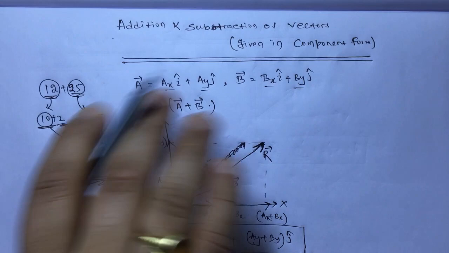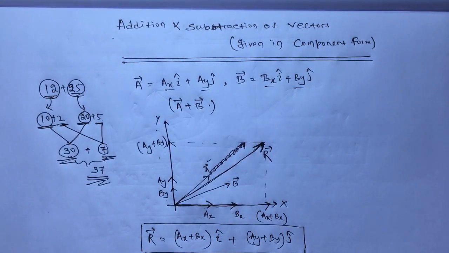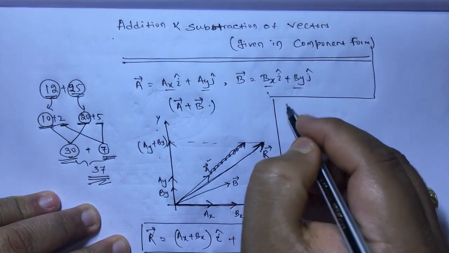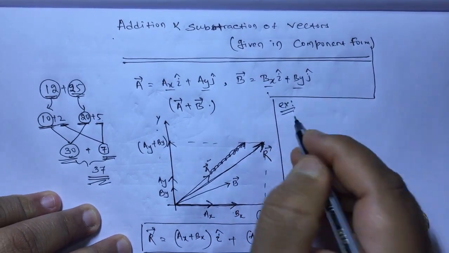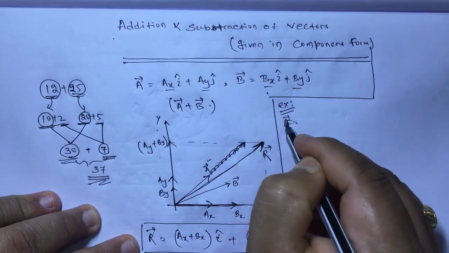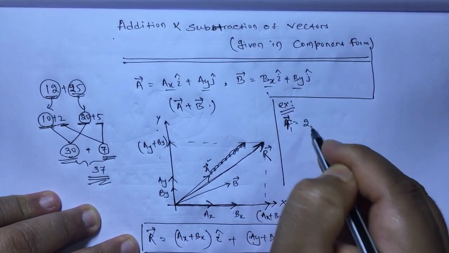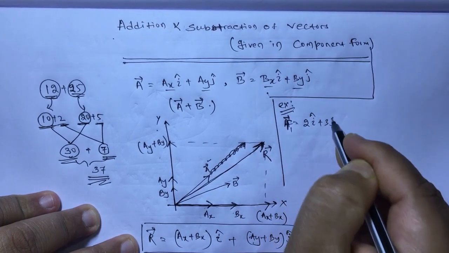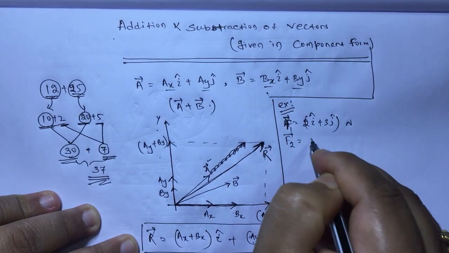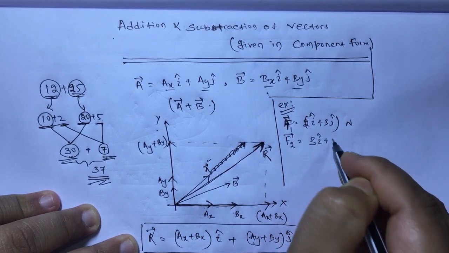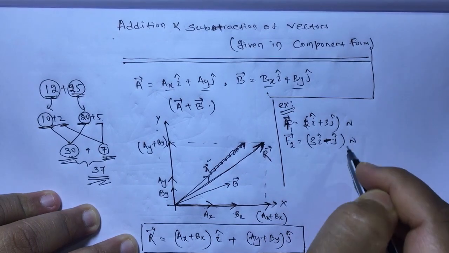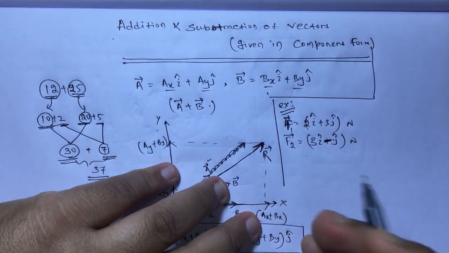If you understood the concept, it's okay. If you did not understand, then just remember it like this. Let us take an example and understand it in a simpler way. Let f1 vector equal to 2 i cap plus 3 j cap Newton, and f2 vector equal to 3 i cap minus j cap Newton. The two vectors. And the question is, what is the net force?